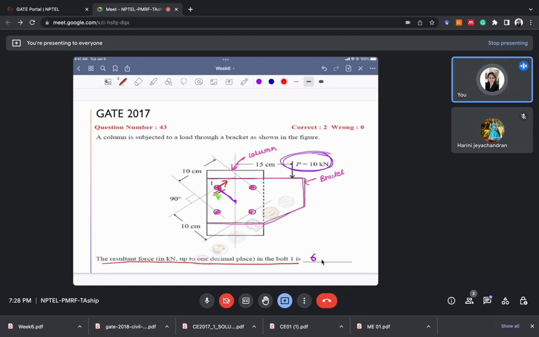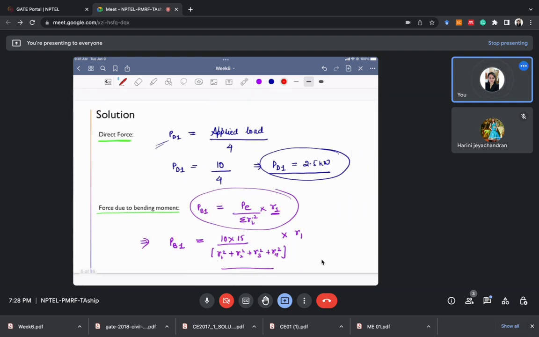So the first step is to find the direct force. This is step number 1, and you should keep this in mind for GATE. The direct force is calculated using this formula: applied load divided by number of bolts. The second step, step number 2, is to find the force due to the bending moment. The formula for this is PE divided by the summation of RI square, multiplied by RI, or R1, whichever bolt you need to find it for.